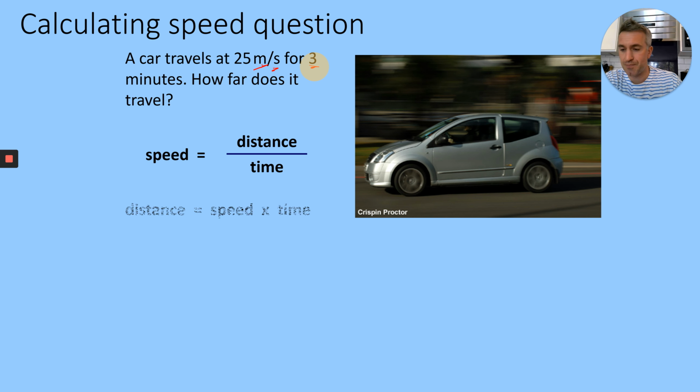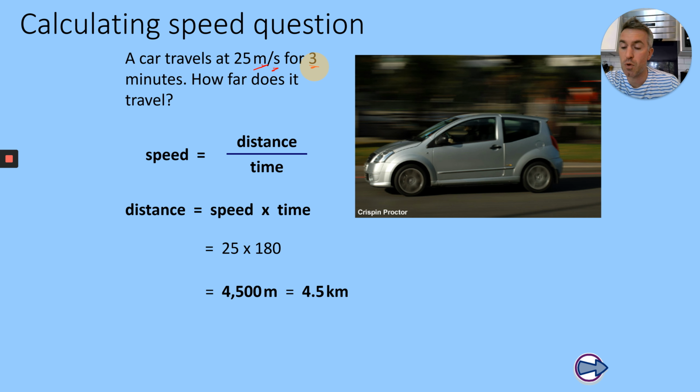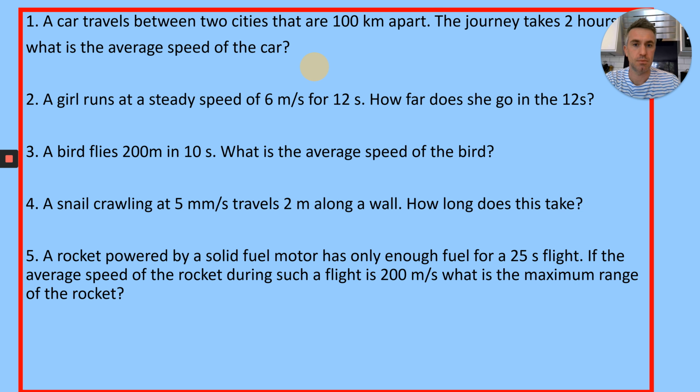Excuse me. The distance is speed times time. So 25 meters per second times 180, which is 3 times 60, gives us 4,500 meters. A chance for you to do your own questions.